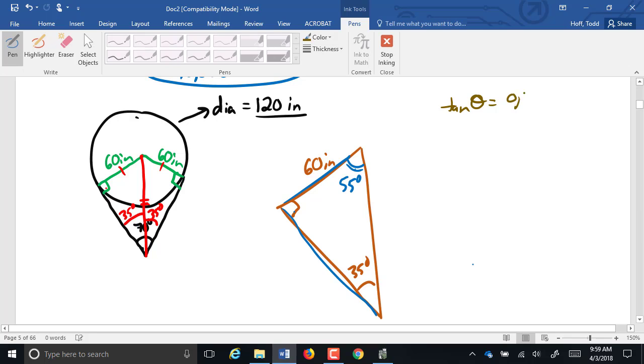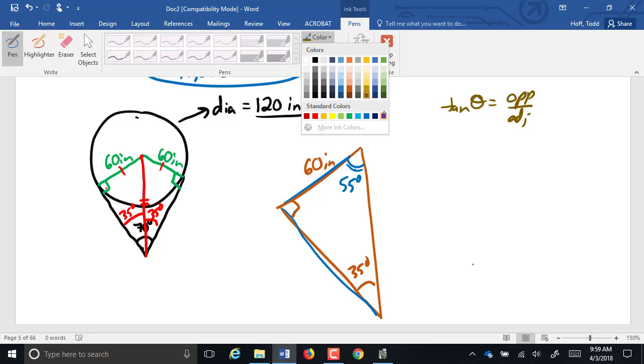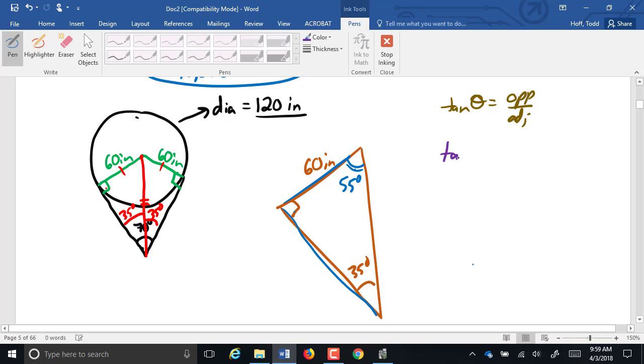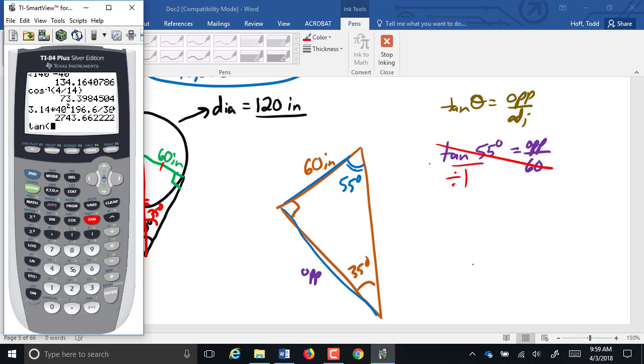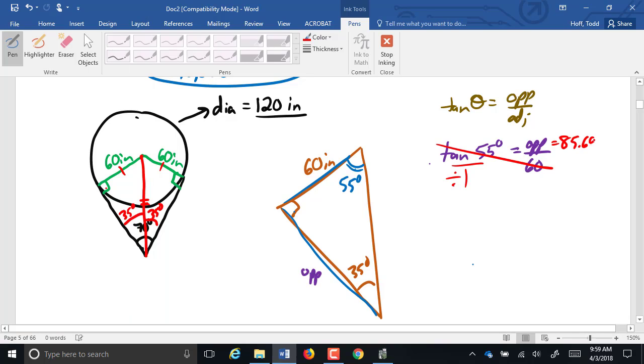Tangent of theta equals opposite over adjacent. Which angle do you want to use, the 55 or the 35? The 55 works for me. Tangent of 55 degrees, what's the opposite? That's the one we're missing, so we'll call that opposite. The adjacent is the 60. Since we're looking for a side, we'll put the trig function over 1, and cross multiply and divide. So this is the tangent of 55 times 60. Divided by 1 doesn't do anything, so we won't do it. 85.69. So this is 85.69 inches here.